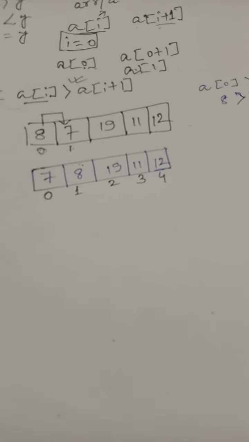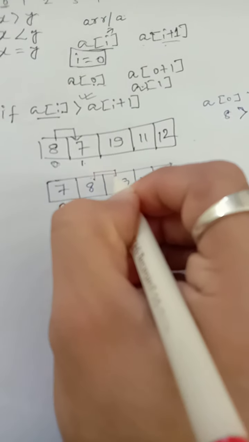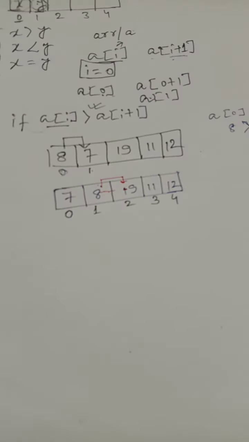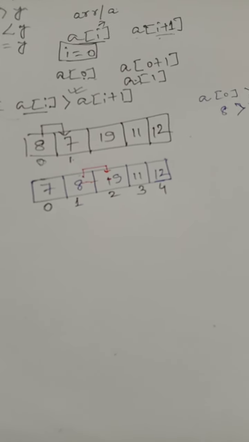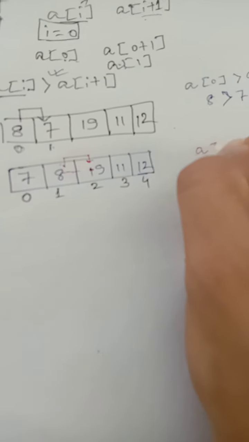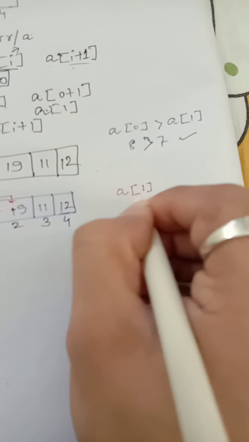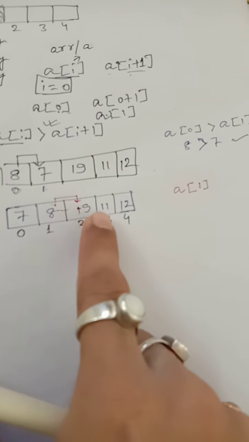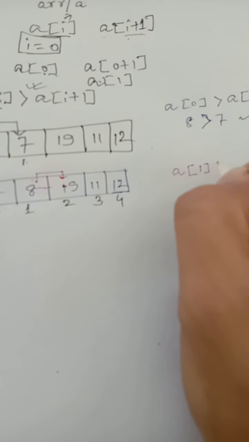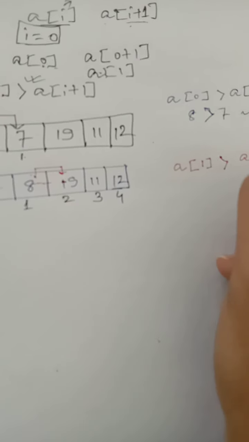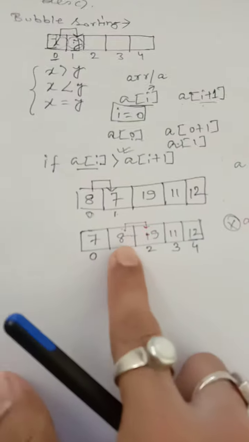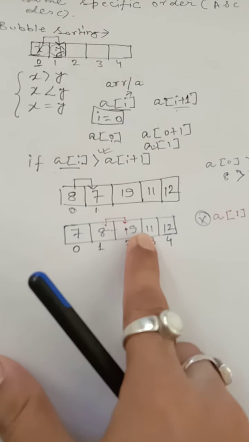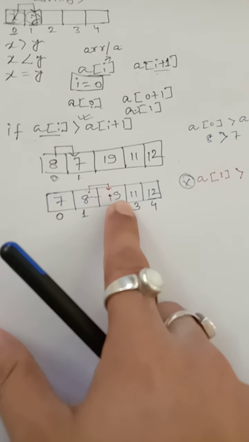Now my next task is to compare between these two elements, that is between 8 and 19. Look very carefully that we are now comparing A of 1, that is this 8, and its next succeeding element, that is A of 2. This is my condition: whether A of 1 is greater than A of 2 or not? No, this condition is false because 8 is not greater than 19.